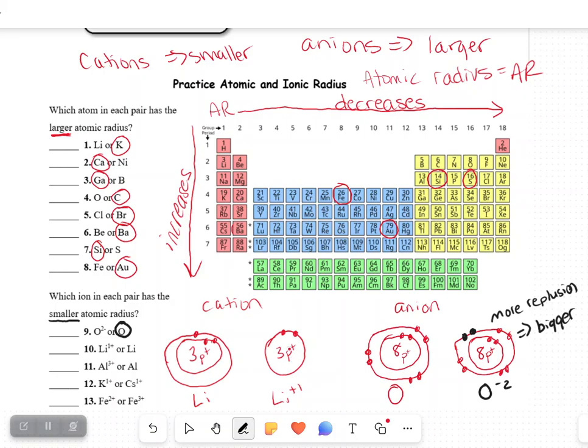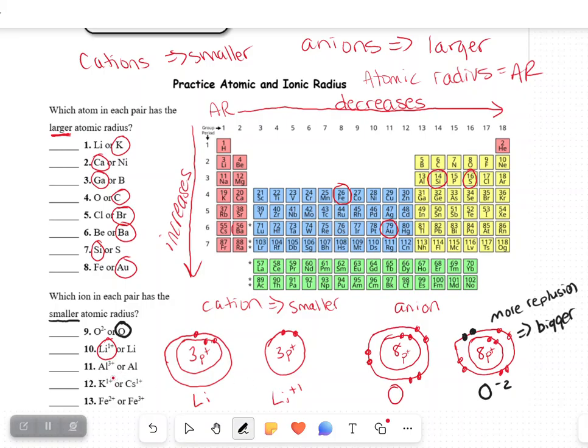So it just has that 1 energy level. So now it's got these 3 protons pulling on just 2 electrons. So it's going to pull them in really close. Okay, so it's got more attraction. There's greater positive charge than negative charge. So our cations are going to get pulled in closer, so they are smaller. All right, so which one's smaller? The cation.